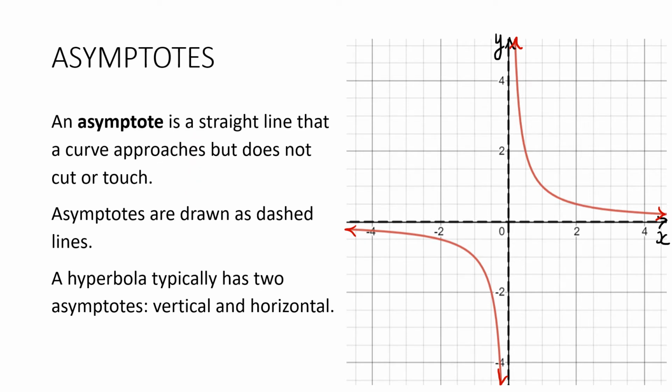Now a hyperbola will have two asymptotes, a vertical one and a horizontal one. Remember, an asymptote is a straight line that a curve approaches but never cuts or touches. So this gets closer and closer and closer. And when we want to show asymptotes on a graph, we draw them as dashed lines.